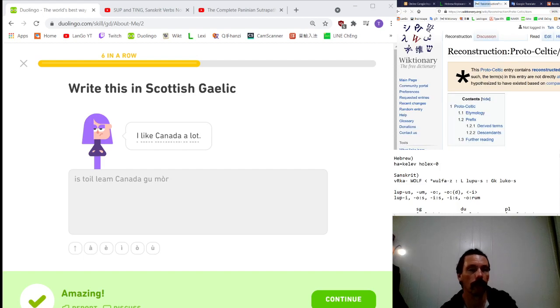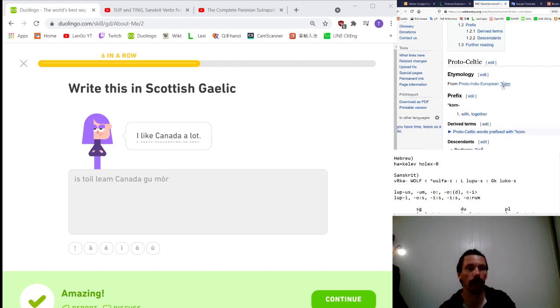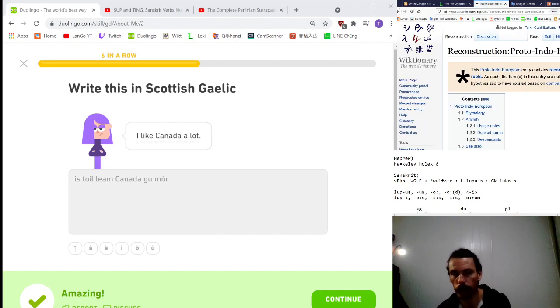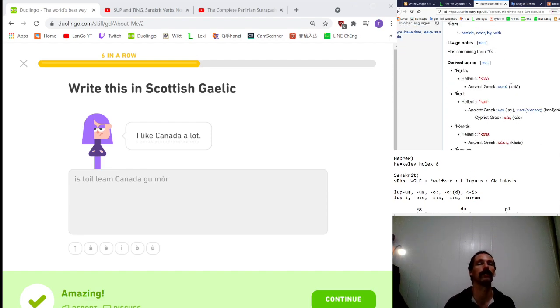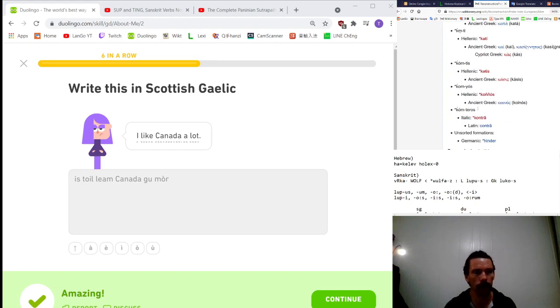Let's go to this Proto-Celtic one, com. Indo-European kom, cum, with, together. There it is. Perhaps from kyo, beside, near, by, with. Has combining form kyo. Hellenic kata. Kom, komtis, giving kasis, don't know.